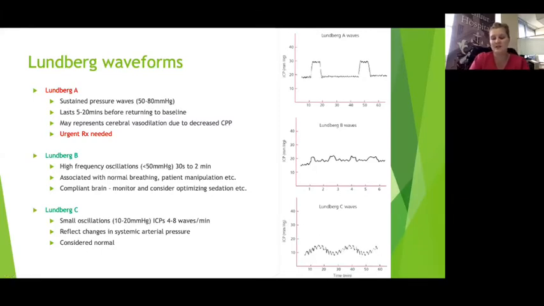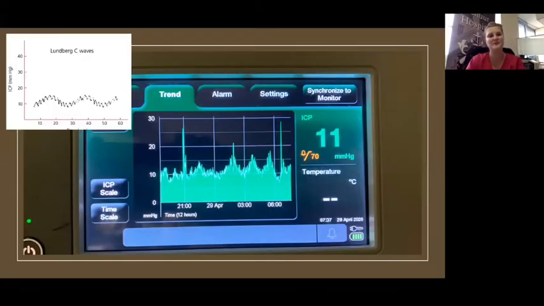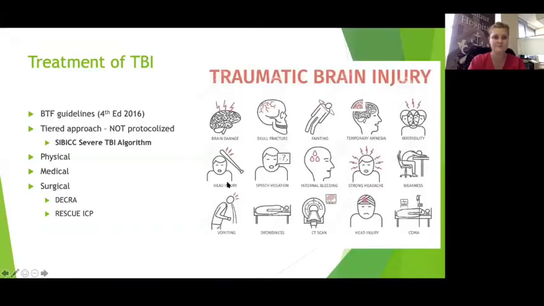And now, unfortunately, the only clinical example that I could find for you guys is an example of a Lundberg C. And this is just on the trend section. On our boxes that we have here at Christel, you just click on the trend window. You can change the amount, if you want to see 2 hours, 6 hours, 12 hours, 48 hours, and you can actually start to see the waveform pattern. And this looks more like a Lundberg C waveform pattern than any of the others.